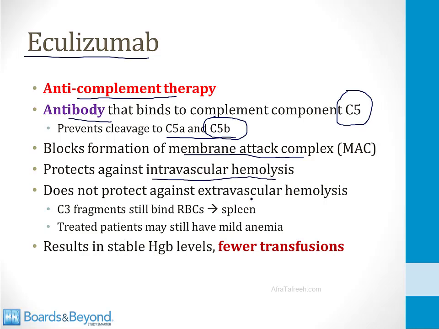It does not, however, protect against extravascular hemolysis. C3 fragments can still form and bind to the red blood cell surface. They can go to the spleen where the red cells can be phagocytosed. So treated patients still may have a mild anemia, but importantly, in the clinical trials, it's resulted in stable hemoglobin levels and fewer transfusions for patients with PNH.